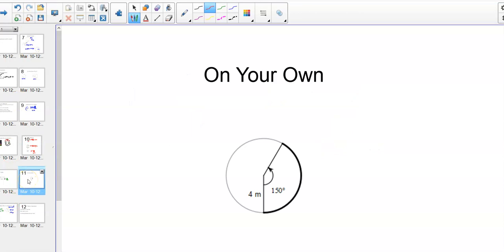Okay, go ahead and do this next one on your own, and then we'll be done with this lesson. So pause, do it on your own, and then press play. Okay, you should get 2 pi 4 times 150 over 360. And when you enter that in, you get 10.5 meters.